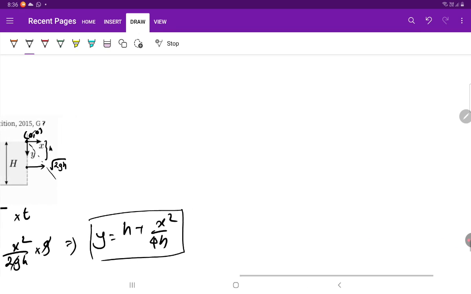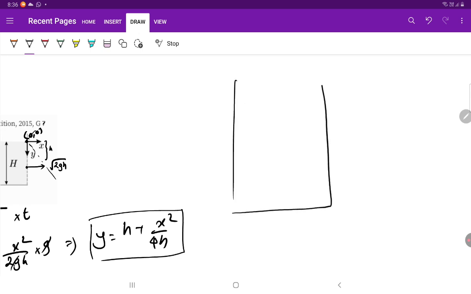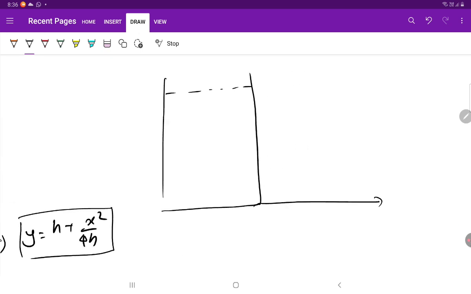Hence this problem basically implies that if this is my vessel and this is the free surface, suppose this is my ground and this is my coordinate axis, then this is the envelope of all possible parabolas, and water will remain in this portion.